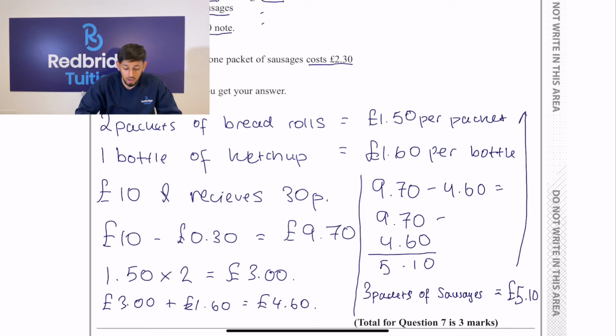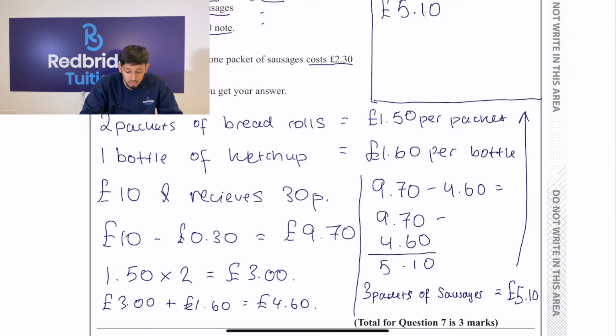Now we can work out how much 1 packet of sausages would be by dividing this value by 3. So we're going to do £5.10 divided by 3. We can work this out by using the bus stop method. So make sure that your decimal places are in line, and then we'll use the short method to obtain our answer.